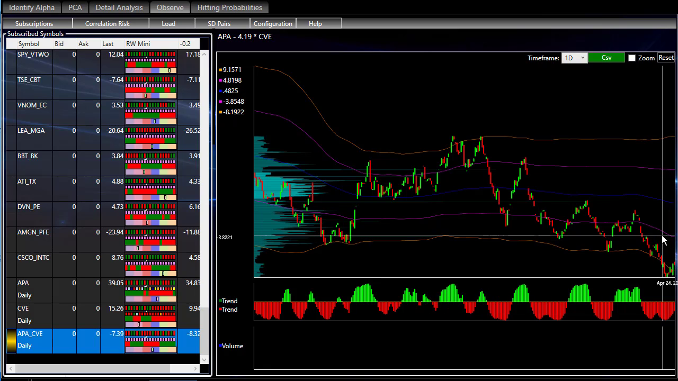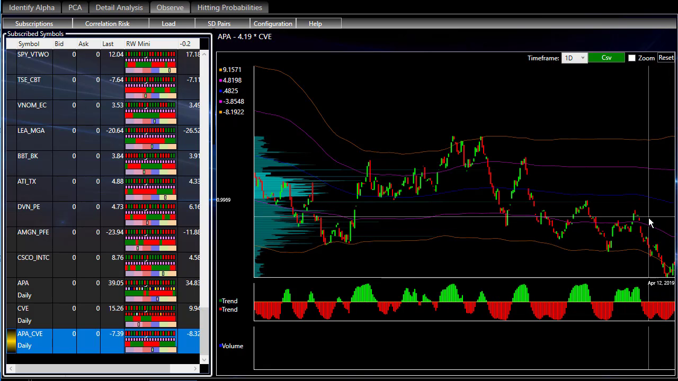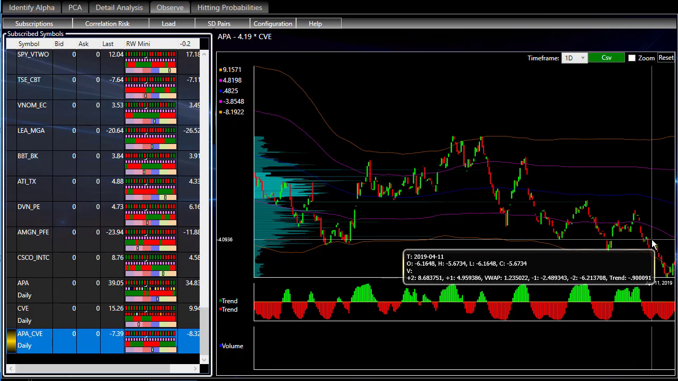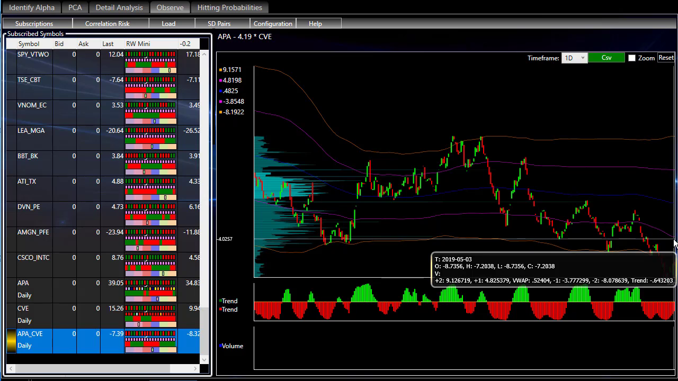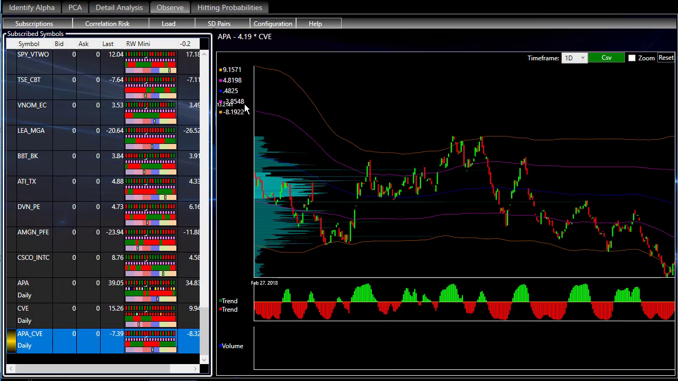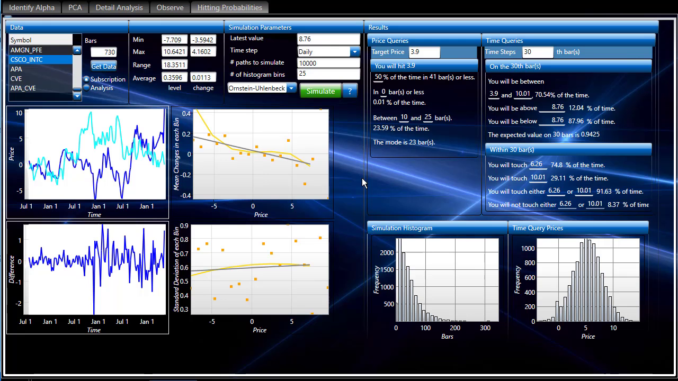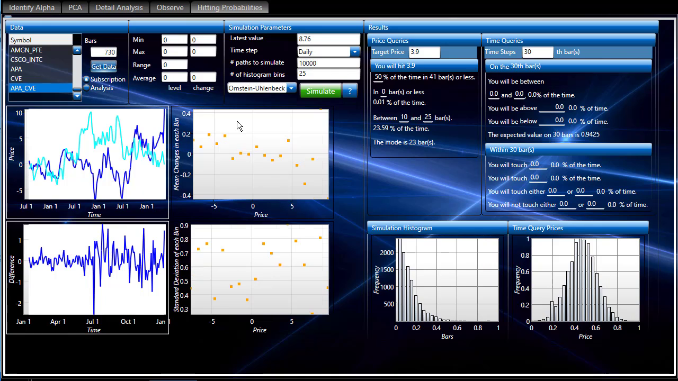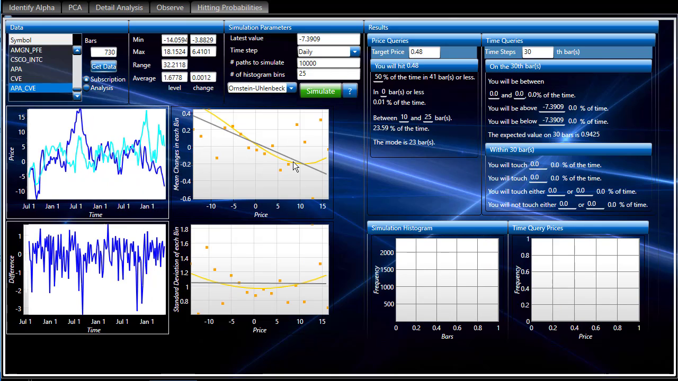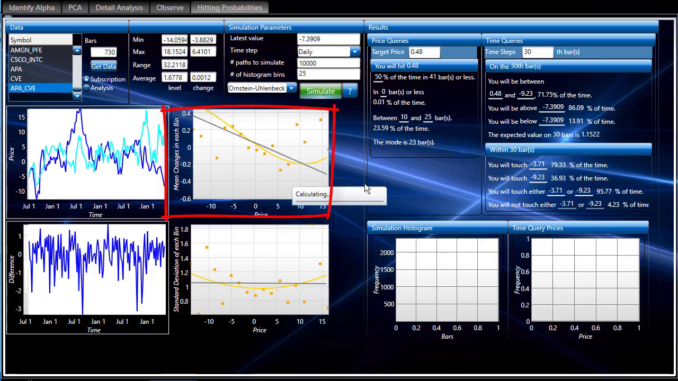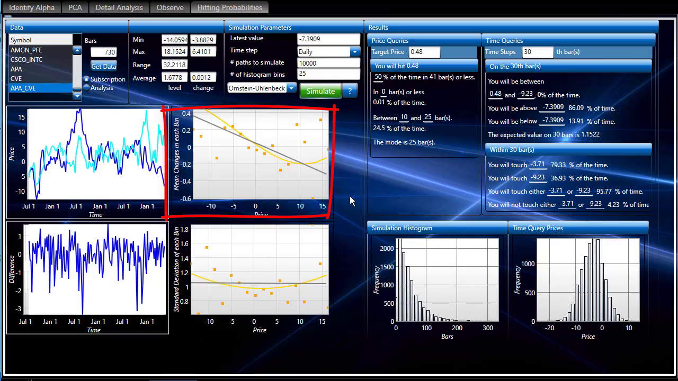Let's take a look and see. If I were just eyeballing this, as far as a target price, I would say the first standard deviation below, so minus 3.85. So let's remember that when we get over to the hitting probabilities. A very strong mean reversion picture. Let's run the Monte Carlo simulation.